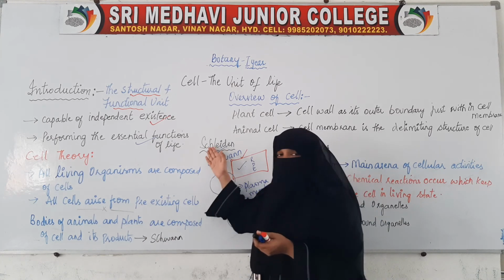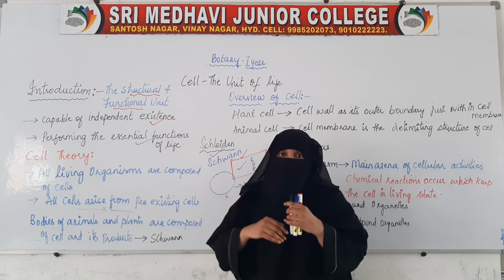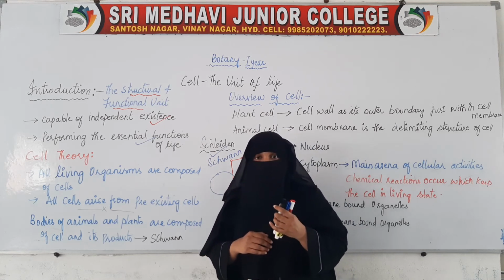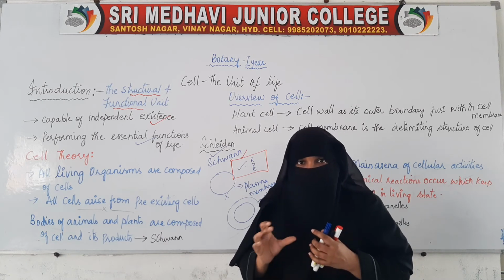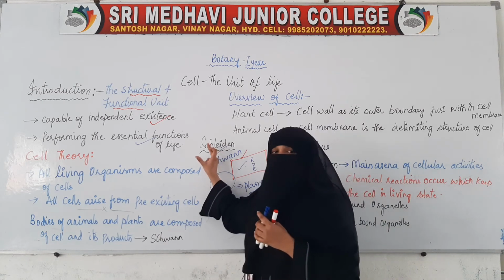Schleiden said that plants are made up of different types of cells, and those cells combine and form the tissues. This was said by the scientist Schleiden.